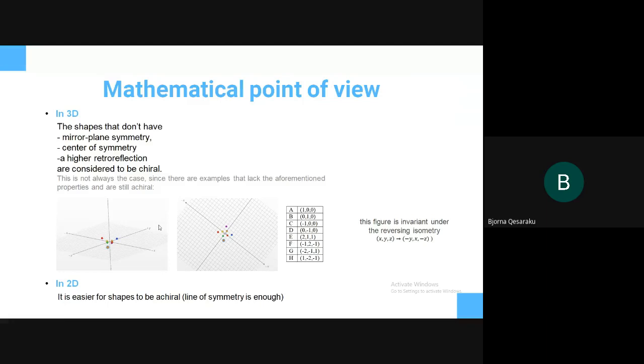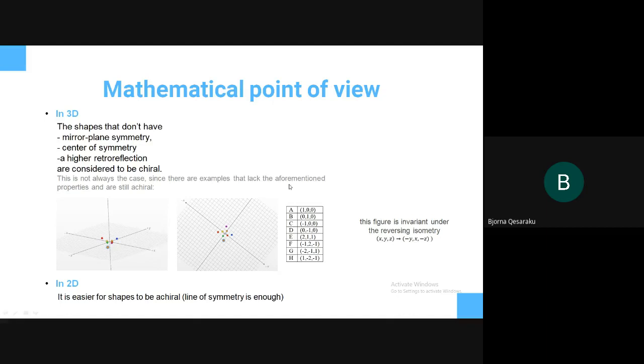In the manifestation of chirality in three dimensions, the shapes that don't have the mirror plane symmetry, the center of symmetry, or higher-order improper rotations are considered to be chiral. But this is not always the case, since there are examples that lack the aforementioned properties and are still achiral.